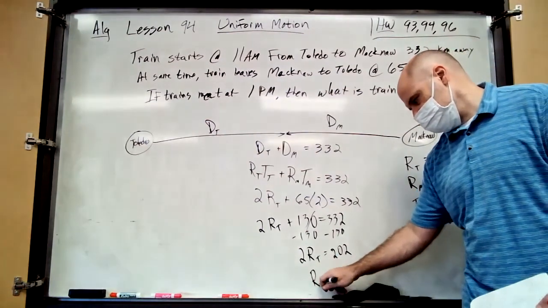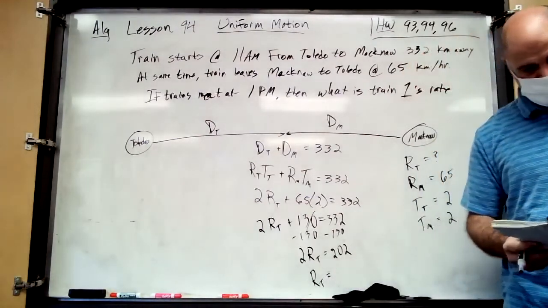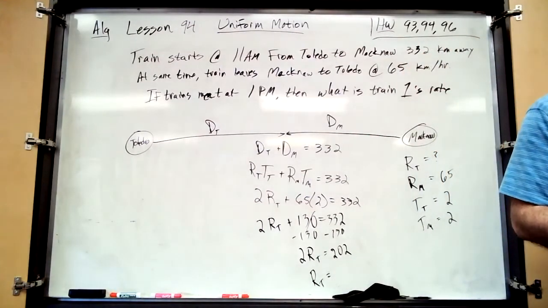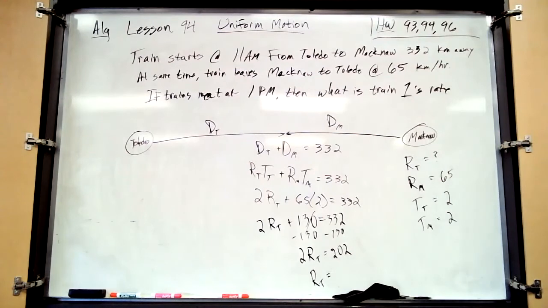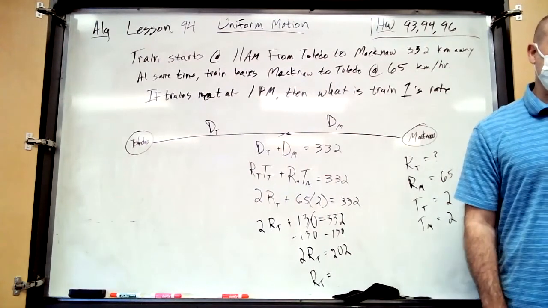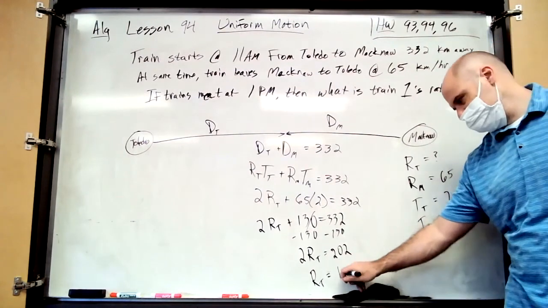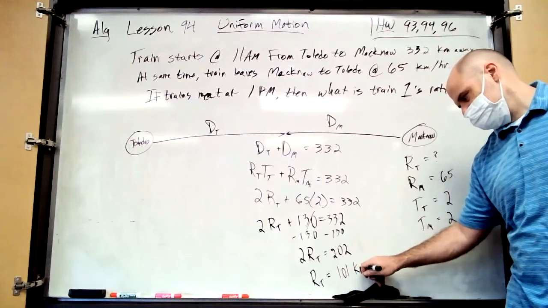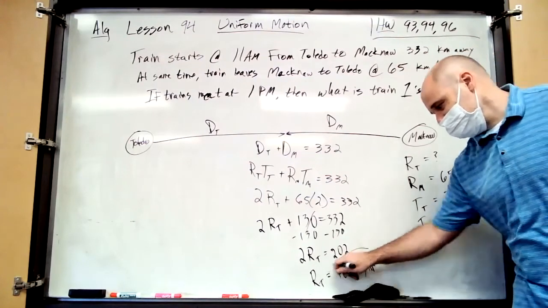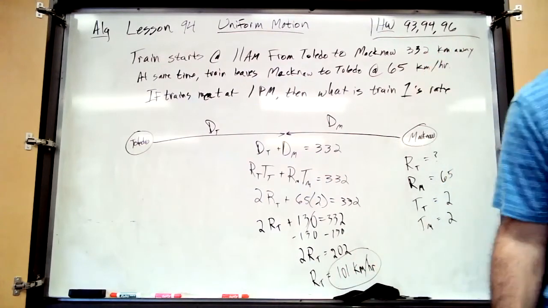So the rate of the Toledo train, really? Was it booking that fast? Why couldn't they stay at a steady 100 kilometers an hour? Oh, I guess it's kilometers, so it's like 60 miles per hour. Yeah. Why couldn't they stay steady at 100 kilometers an hour? Doesn't that bug you?